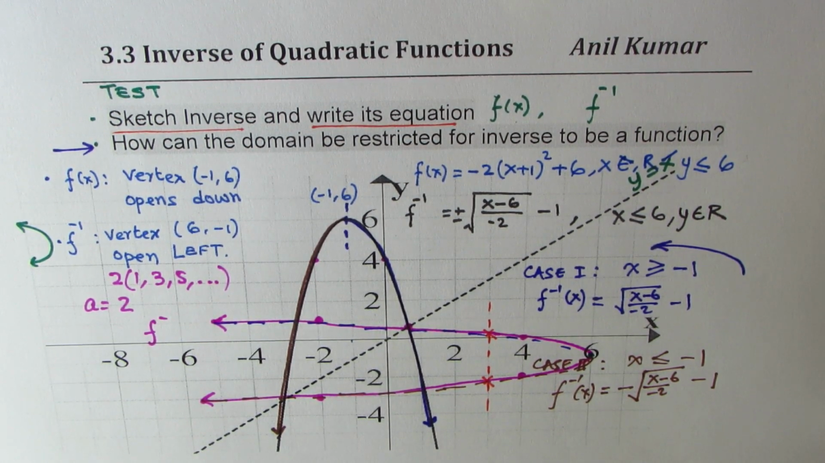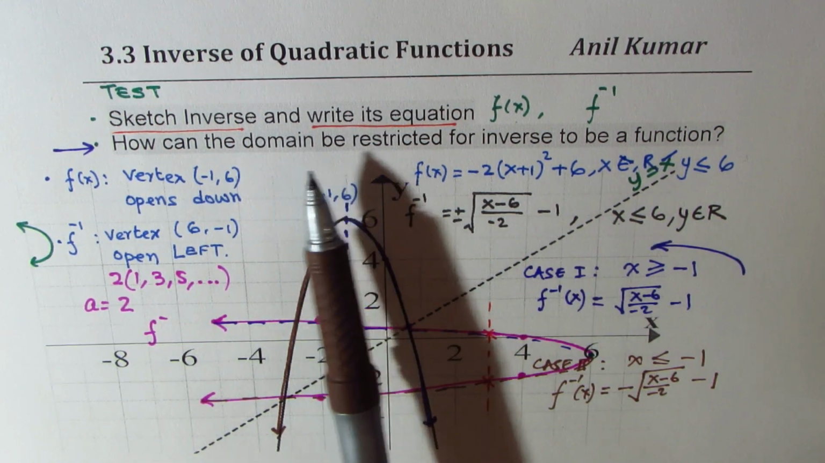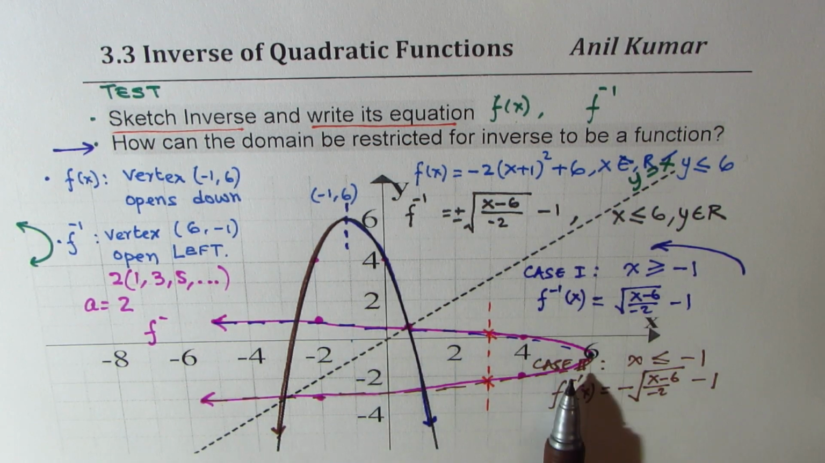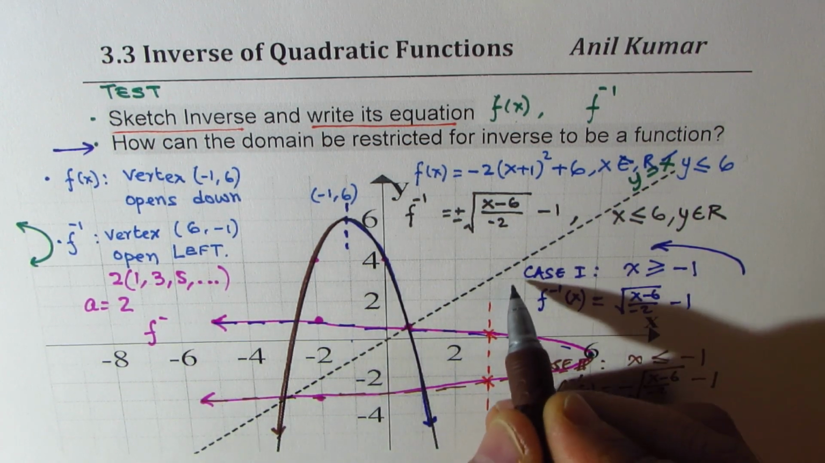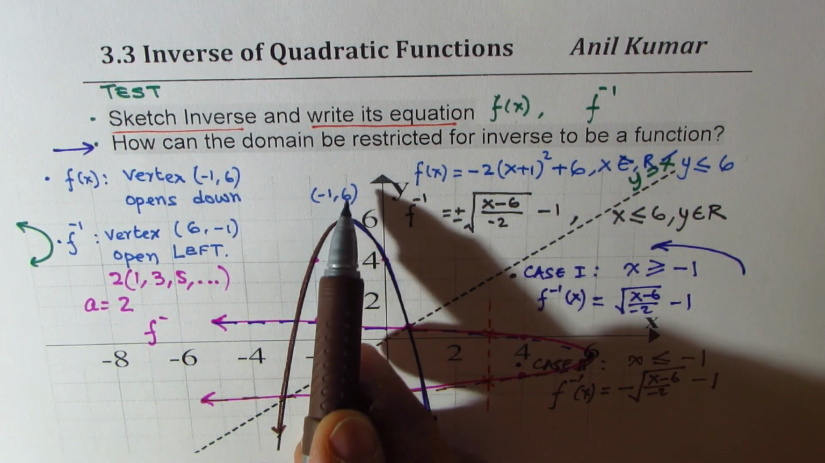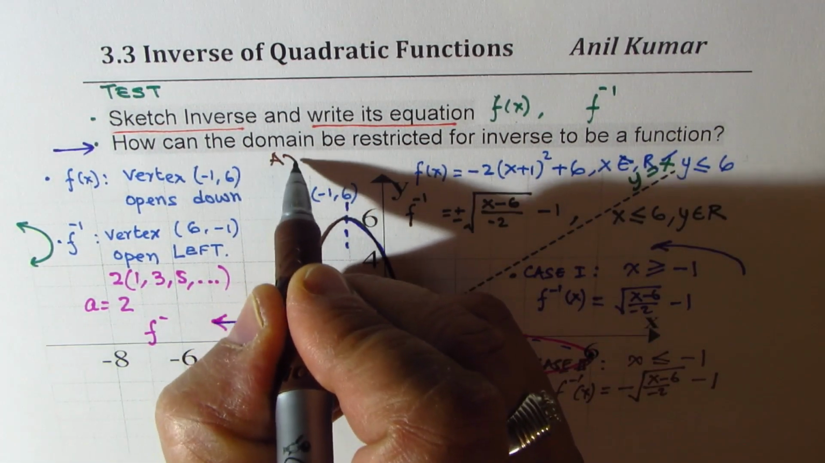Is that clear? So in this fashion, you could actually sketch the inverse of a quadratic function very easily, write its domain and range, and also see how to restrict the domain of the function to ensure that the inverse is a function. So we could have two cases as we just discussed. Either side of the axis of symmetry. So the idea is to look for the axis of symmetry.